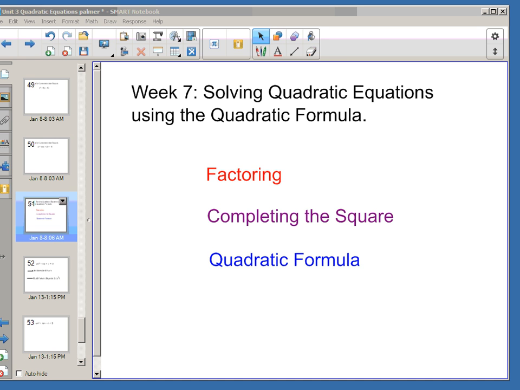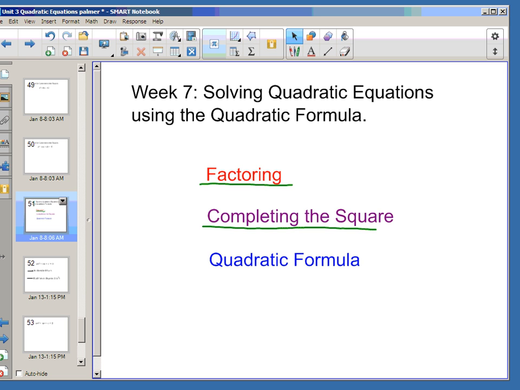This last lesson now, then, we're going to talk about how to solve quadratic equations using the quadratic formula. Now, we've already talked about two ways to solve quadratic equations, and the one was by factoring, and the second one was by completing the square. So today we're going to talk about how to solve quadratic equations using the quadratic formula.